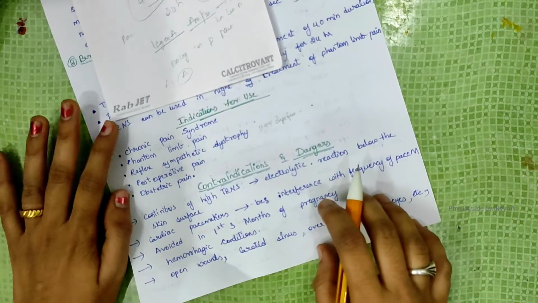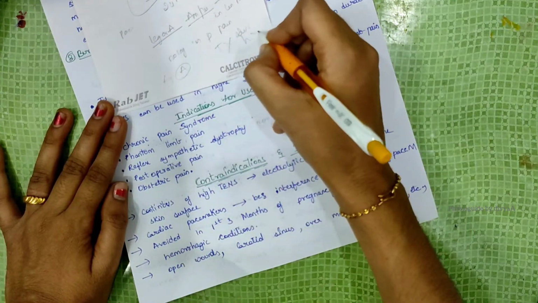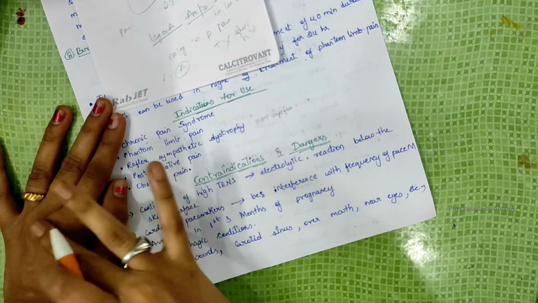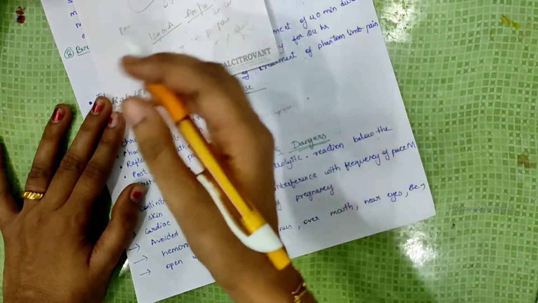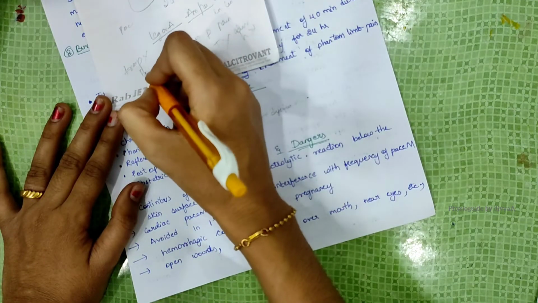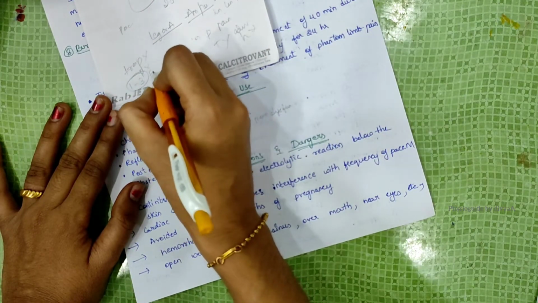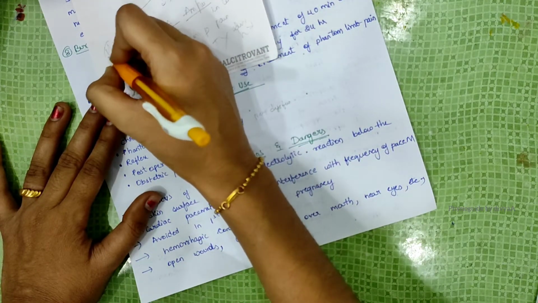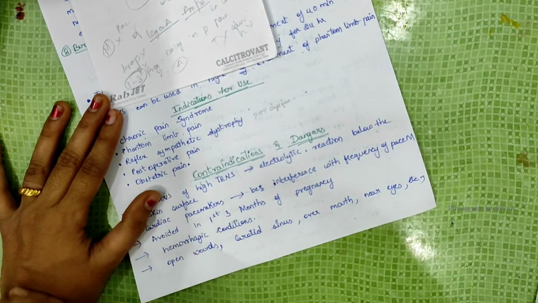Contraindications and dangers, for whom this TENS machine is not advised: continuous high TENS is not advised. Electrolytic reaction, because there can be an electrolytic reaction below the skin surface. Cardiac pacemakers, because it interferes with the frequency of the pacemaker; patients with a pacemaker we will not advise. It is avoided in the first 3 months of pregnancy. Hemorrhagic conditions, where they lose blood, we will not apply at that position. Open wounds also we will not advise.